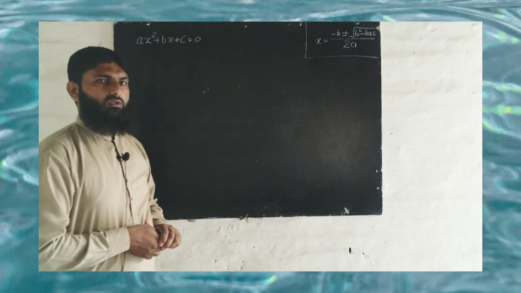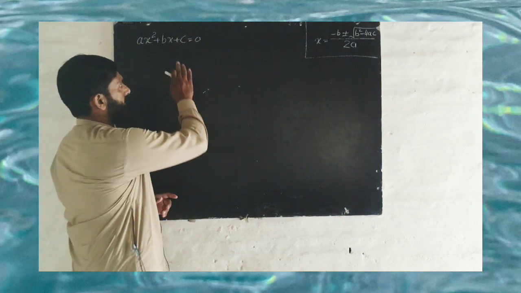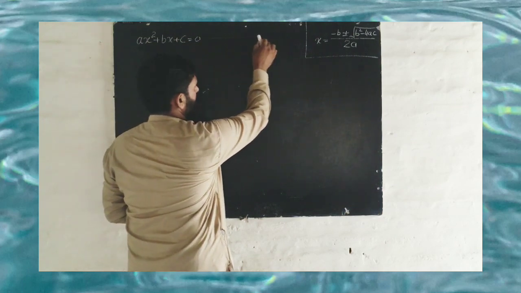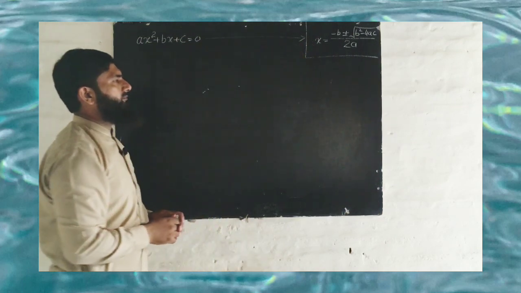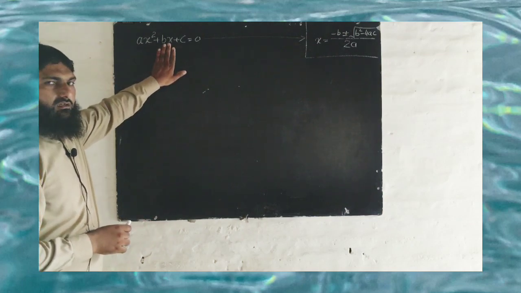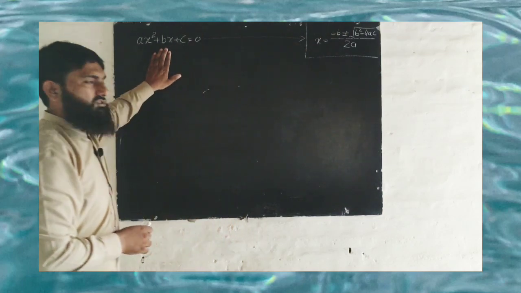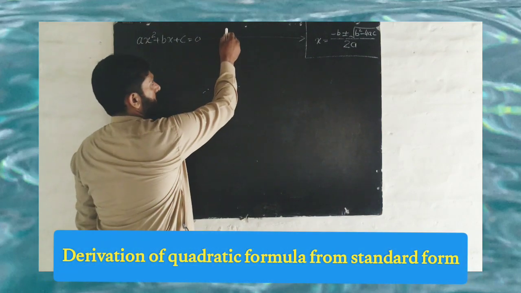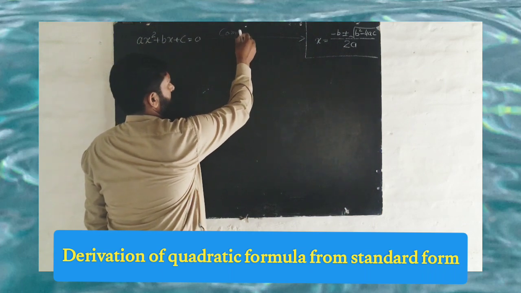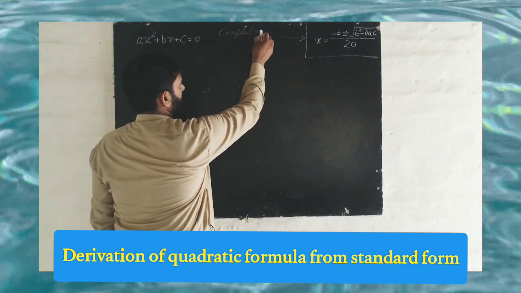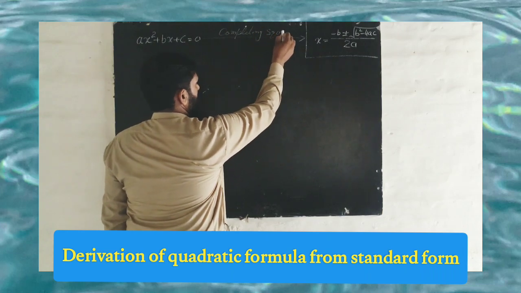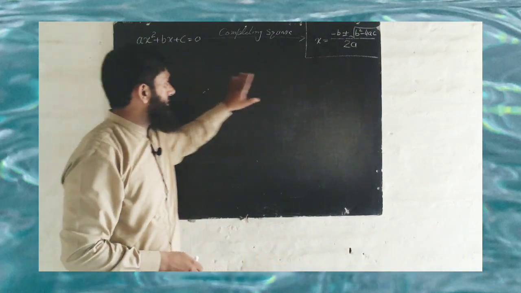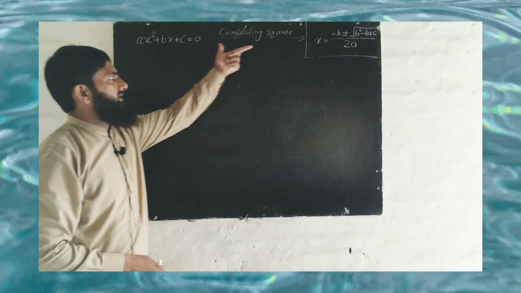The topic of today's lecture is that we have to derive this general formula from this general form of the equation, starting from this general equation. And in this process of derivation, we will adopt the method of completing the square, which means we derive the quadratic formula from this general equation by adopting this process.